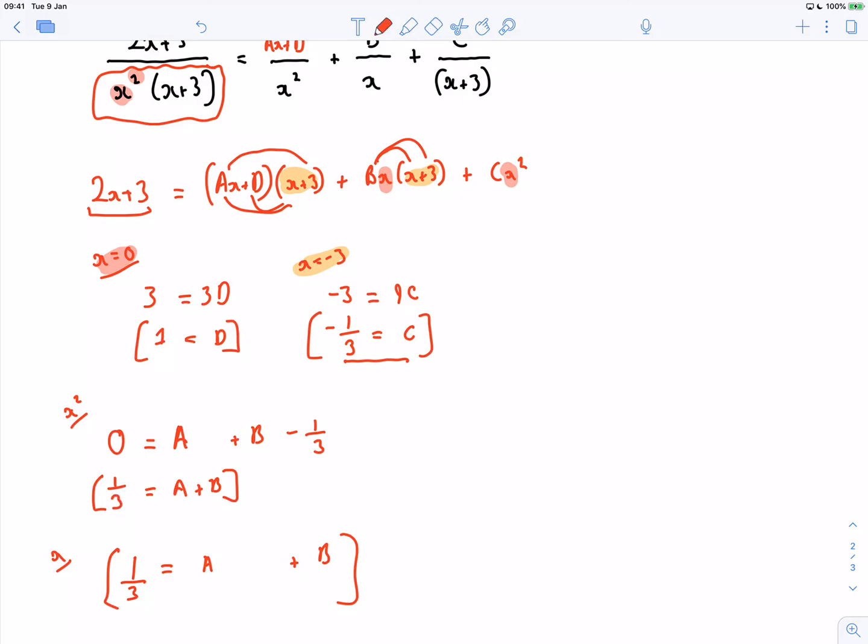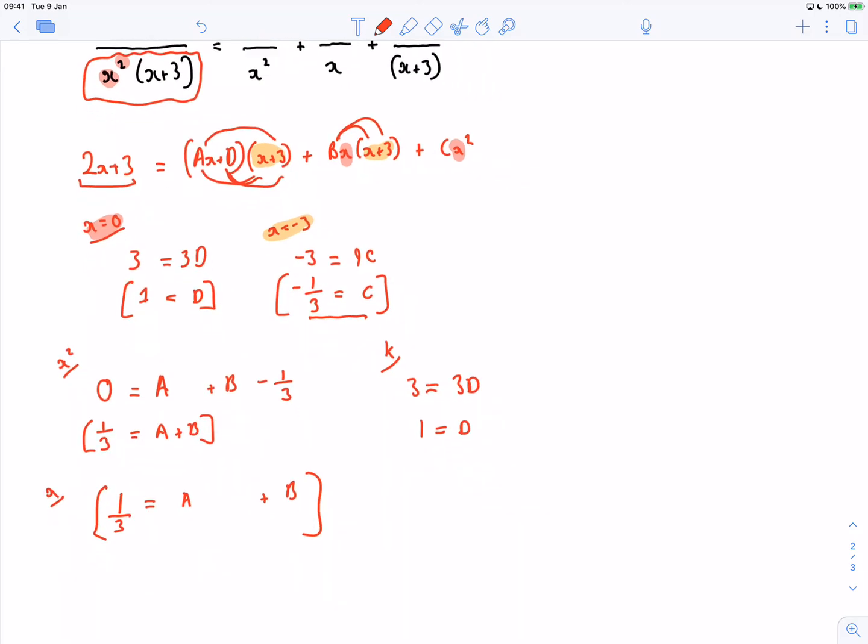Okay, so actually by looking at x's, that hasn't really told us anything. So let's have a look at the constant terms. On the left-hand side there was 3. On the right-hand side there'd be d times 3, which is 3d. And there won't be any other constant terms on the right-hand side. So we'll get 3d equals 3, so d equals 1, which is what we've got already.